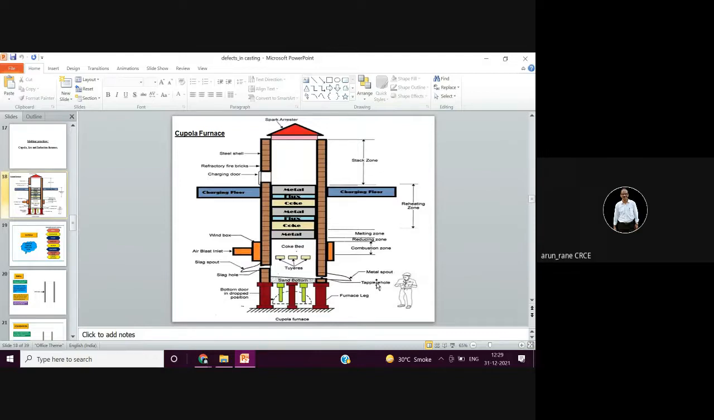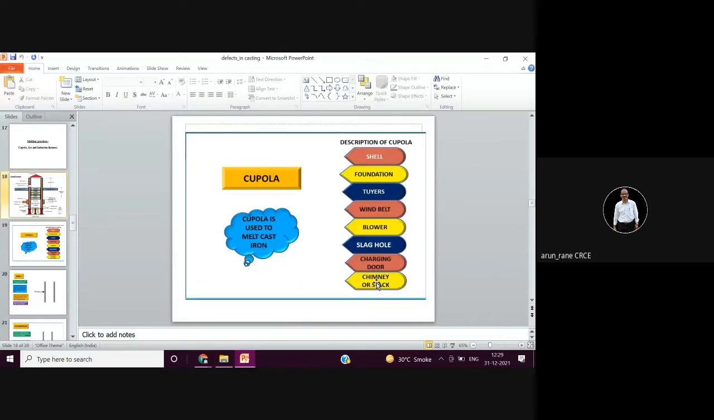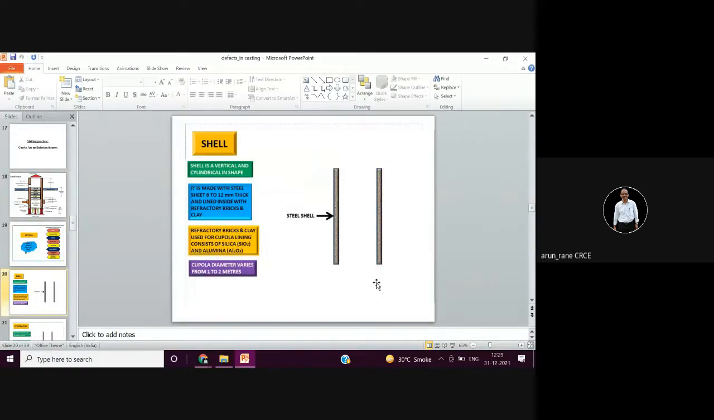This is a cupola furnace. It is not in your syllabus examination, but just to show you how the material is melted. Generally, the cupola is used for melting cast iron.